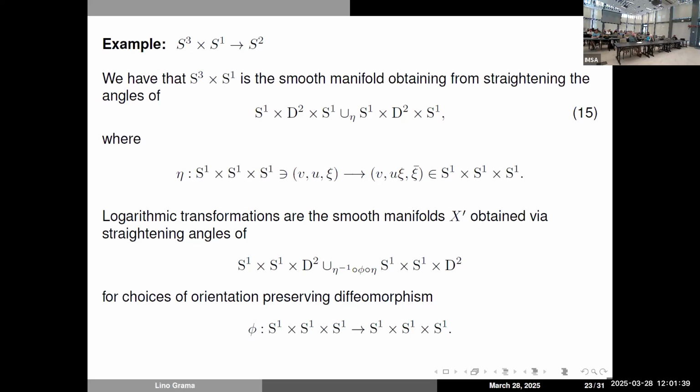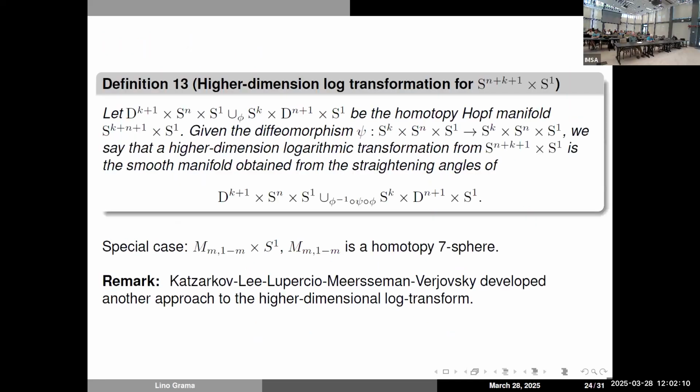And apply a log transform on this Hopf manifold. We just choose an orientation-preserving diffeomorphism from this 3-torus to the 3-torus, and plug it in here in this gluing. Okay, gluing by this new diffeomorphism. This is how we understand this logarithmic transformation. And now we would like to emulate this for high-dimensional Hopf manifolds.